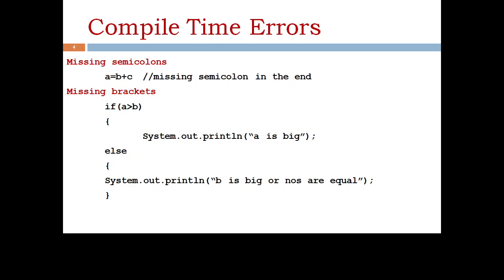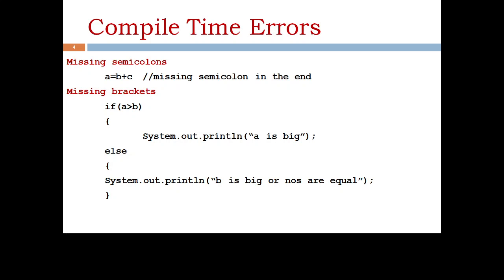So the first one is missing semicolons. Normally every programmer does this. Each and every statement requires a semicolon at the end. Due to some oversight, they may forget to put a semicolon. Here in this example, a = b + c, we have missed a semicolon at the end. During compilation, the compiler will tell that this line is missing a semicolon. That's all.